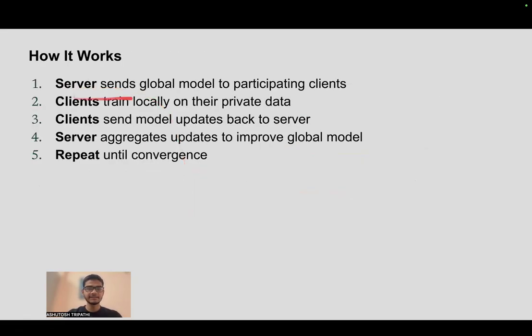Let's see it step by step. First, a server sends the global model to all of its participating clients. Clients train locally on their private data. After the training, they send the model updates in the form of gradients or weights back to the server. And the server aggregates these updates to improve the global model repeatedly. We repeat this process until convergence or some predefined criteria are met. So this is how conventional federated learning looks.